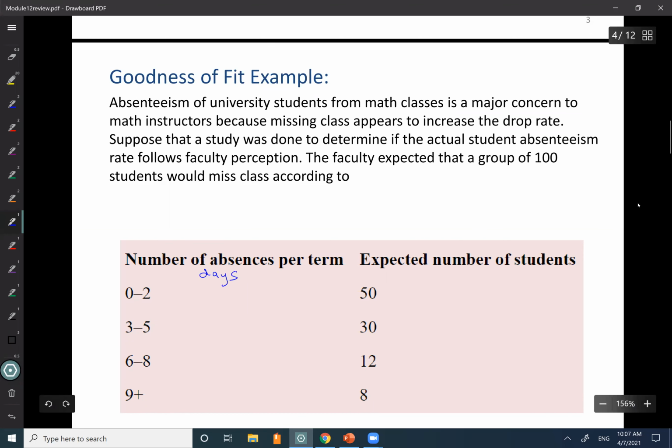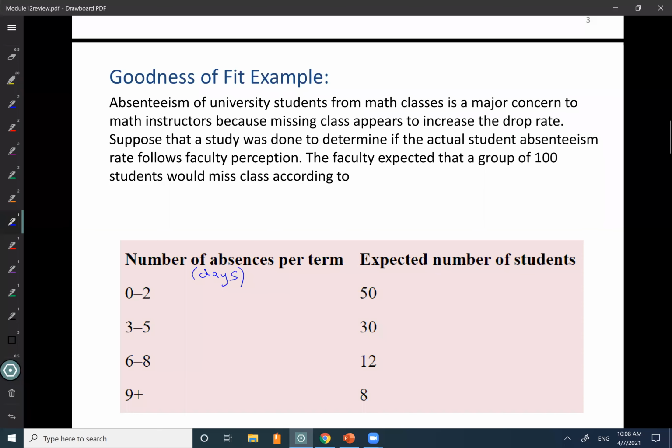All right. You can hear me? Yep. So this is the number of absences per term in days. So 0 to 2 days. Hello, you're speaking? Yeah. Okay, good. I just was hearing someone trying to speak, I think.